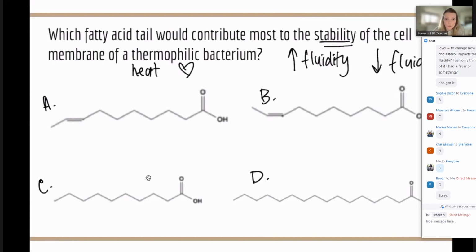So in general, when we compare A and B, they have double bonds. C and D don't have double bonds. Double bonds, or unsaturated fatty acids, are going to increase the fluidity even more. So we can already say that A and B are not good options because they increase the fluidity when our goal right now is to decrease the fluidity because we're in a hot environment.